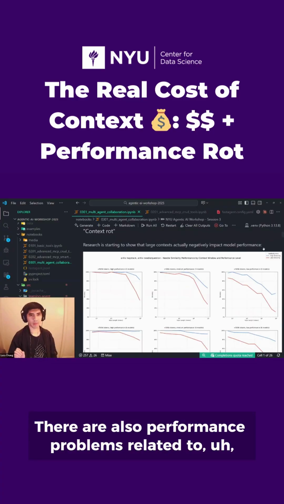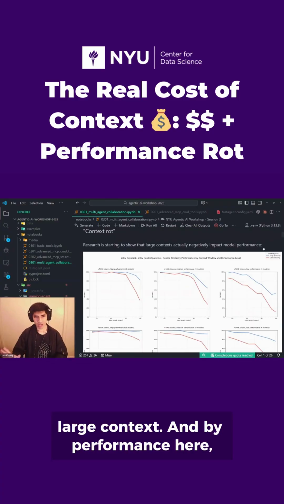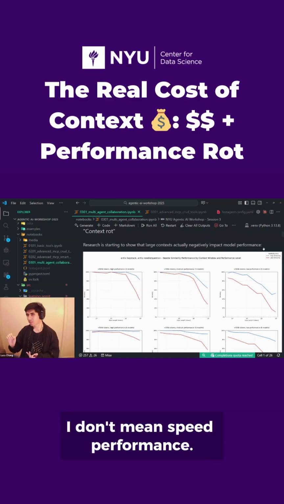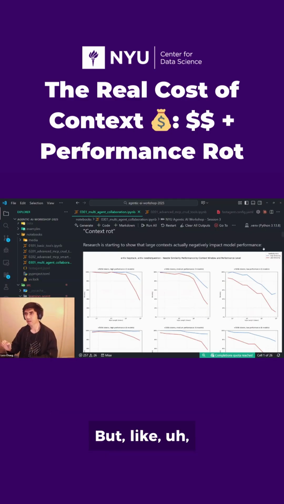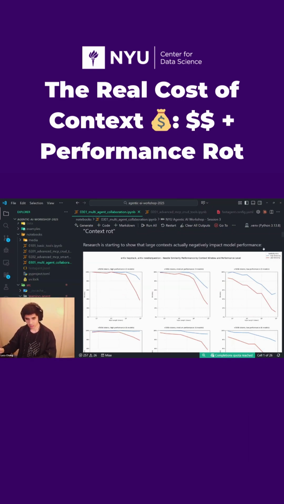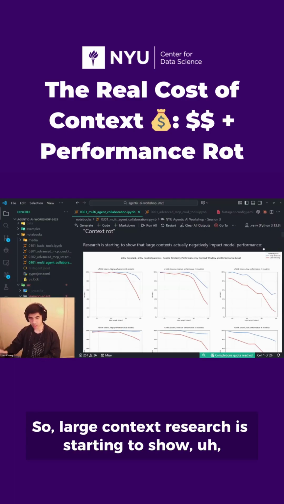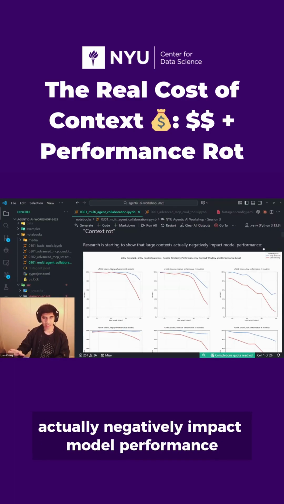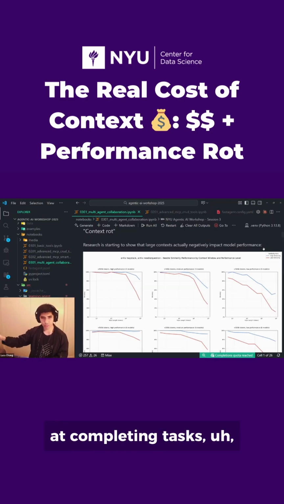There are also performance problems related to large context. And by performance here, I don't mean speed performance, but ability to complete a task. Research is starting to show that large context actually negatively impacts model performance at completing tasks. And that's something that we call context rot.